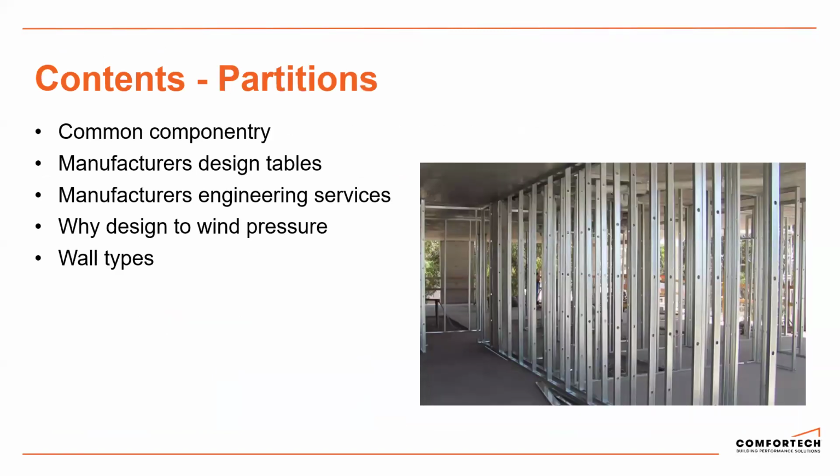In terms of partitions, we're going to have a look at your componentry, manufacturer's design tables and their engineering services, why we need to design to wind pressure, a range of wall types with the pros and cons of each of those designs. So this will include your full height and partial height partitions, your acoustic, your staggered and your double stud walls, extra high walls, shelf loading, bulkheads, bridging members, and then openings and external framing.